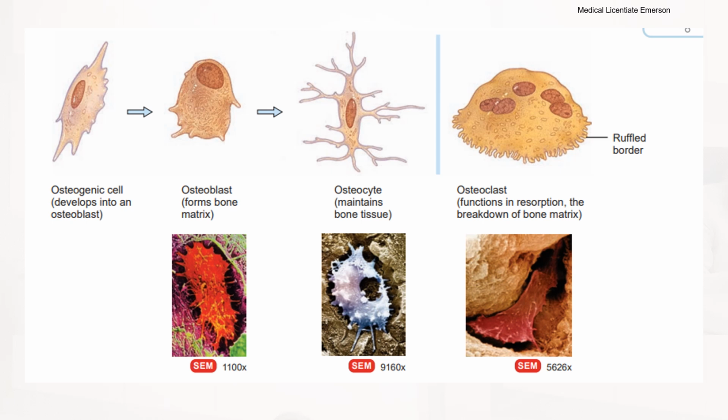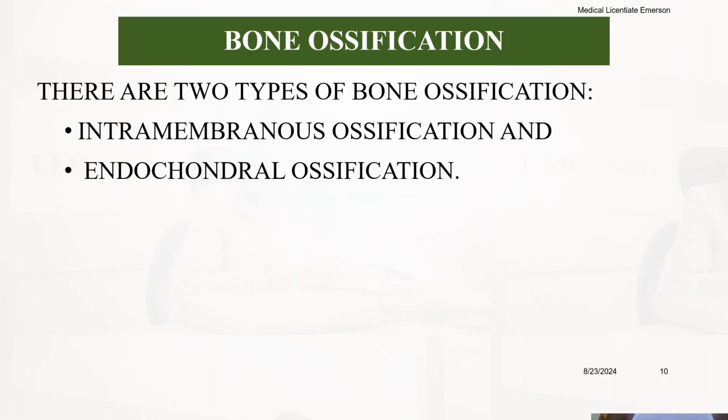Then it has ruffled borders. Okay, that's the tissues. Then bone ossification, remember ossification, we are using it interchangeably with osteogenesis. So there are two types of bone osteogenesis or bone ossification. So we have the intramembranous ossification and we have the endochondral ossification.